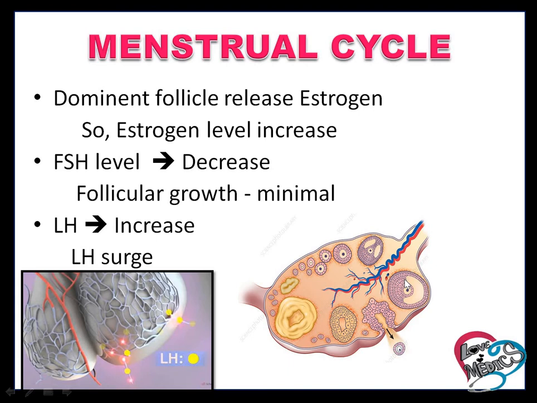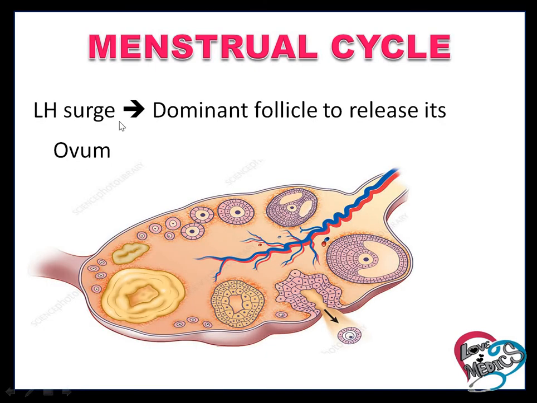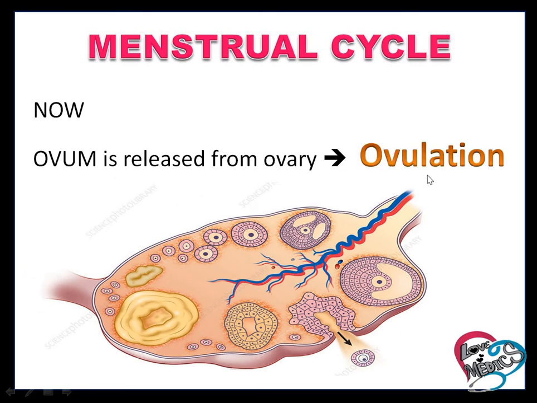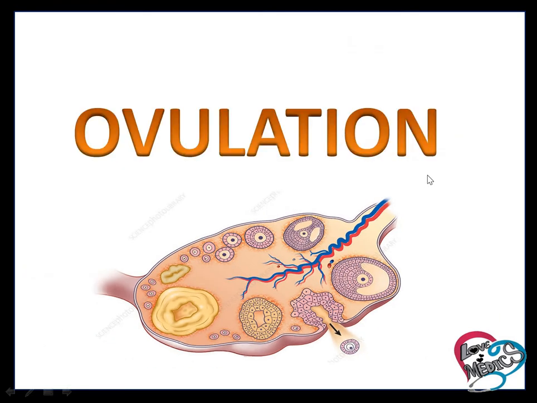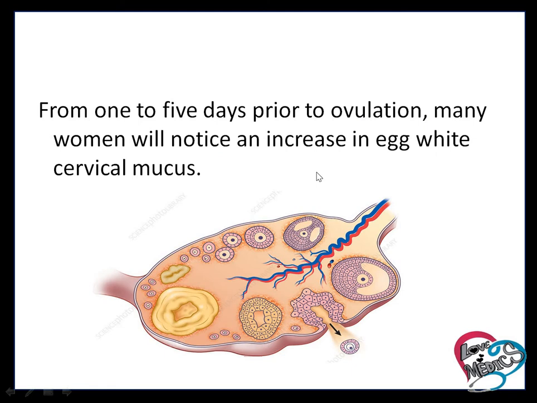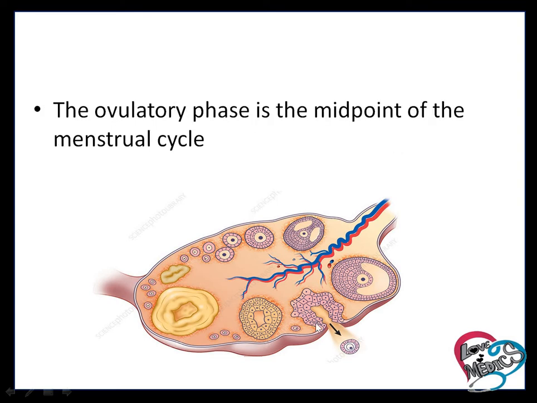Then the FSH level is decreased, so the follicular growth is reduced. And the LH level is increased, which starts the LH surge. The LH surge causes the release of the ovum from the dominant follicle. Now the ovum is released from the ovary, that is ovulation. Many women experience an increased release of egg white colored cervical mucus from 1 to 5 days prior to ovulation. It indicates the fertile period. The ovulatory phase is the midpoint of the menstrual cycle.